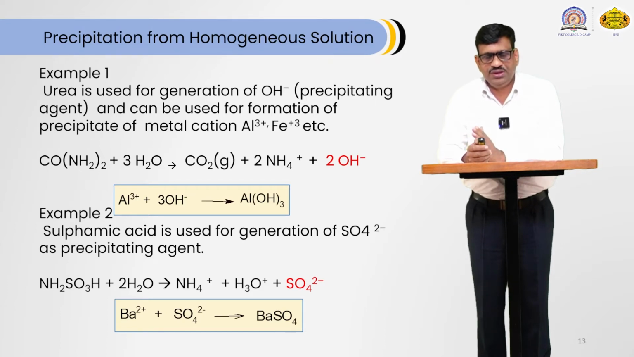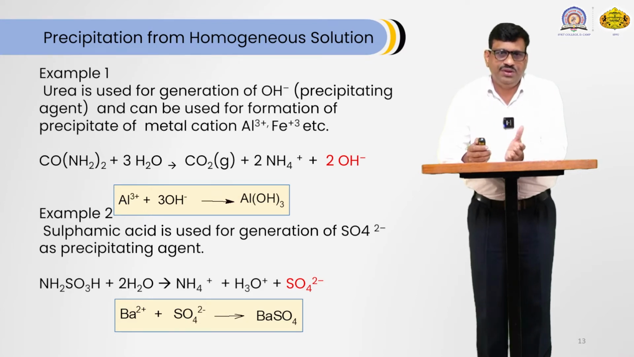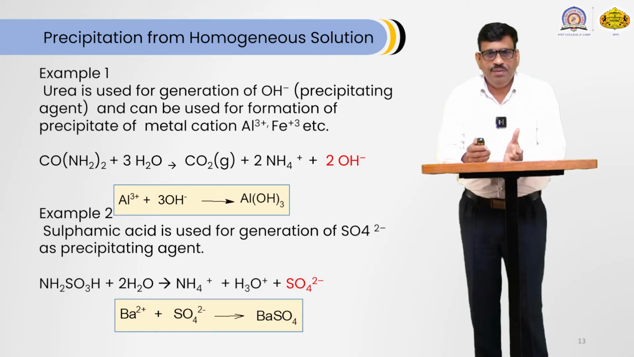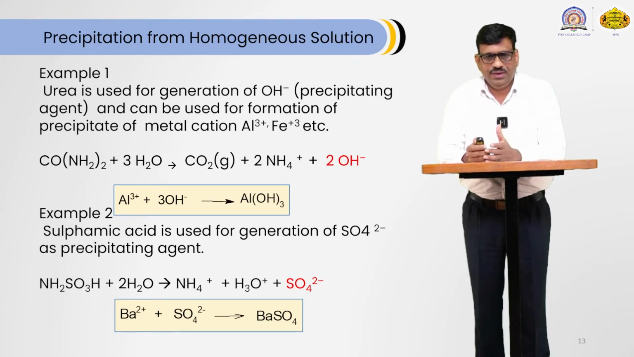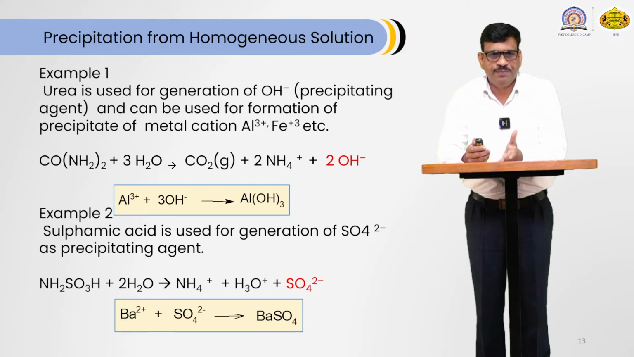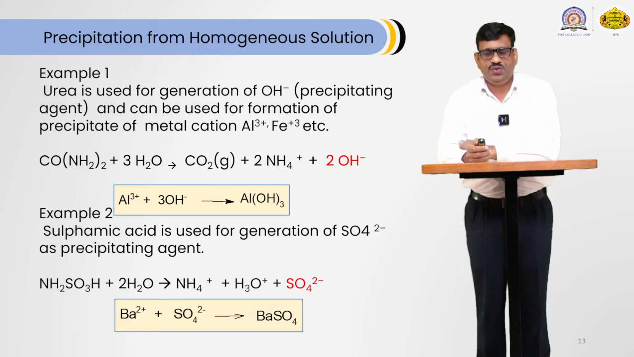Remember again, in homogeneous precipitation, the precipitating agent is generated within a solution due to some chemical reaction. In case of urea, when it is dissolved in water, there is formation of hydroxyl ion, and this hydroxyl ion can combine with the metal ion, and there is formation of metal hydroxide as a precipitate. In case of sulfamic acid, it is responsible for generation of sulfate ion. Sulfate ion can combine with Ba2+, and there is formation of BaSO4 as a precipitate.